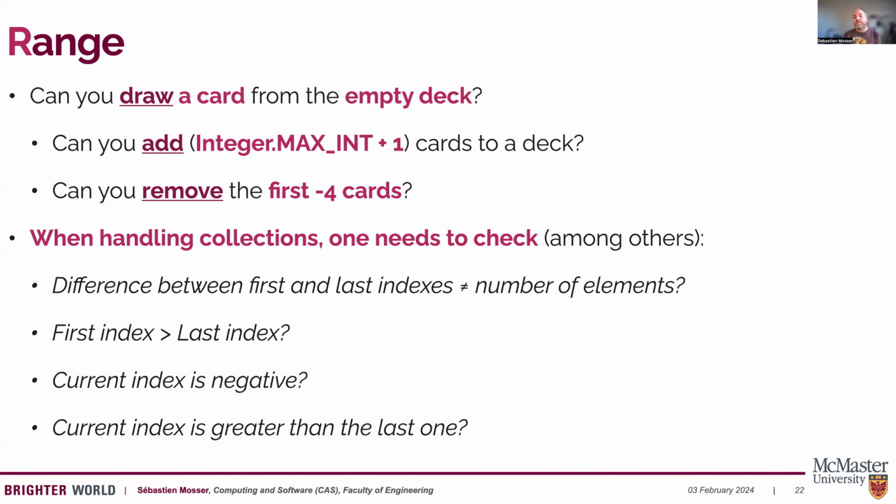The notion of range, that's something that you more or less experimented with before, but that's going to be more and more. The more complex the data structure you're working on, the more complex the problem you're working on, the more range problems you will have. Can I draw a card from an empty deck? Can I add more than the maximum number of cards to a deck? Can I remove -4 cards? What does it mean to remove a negative number of cards? All those kinds of things we need to check.